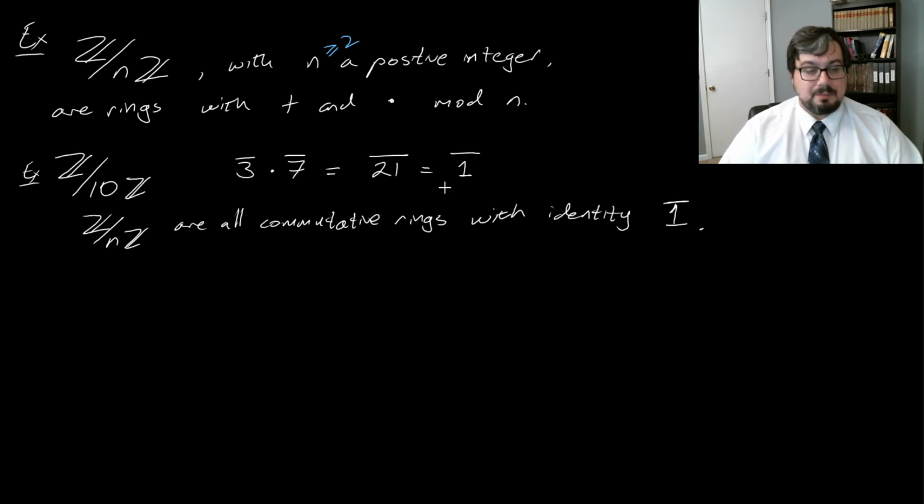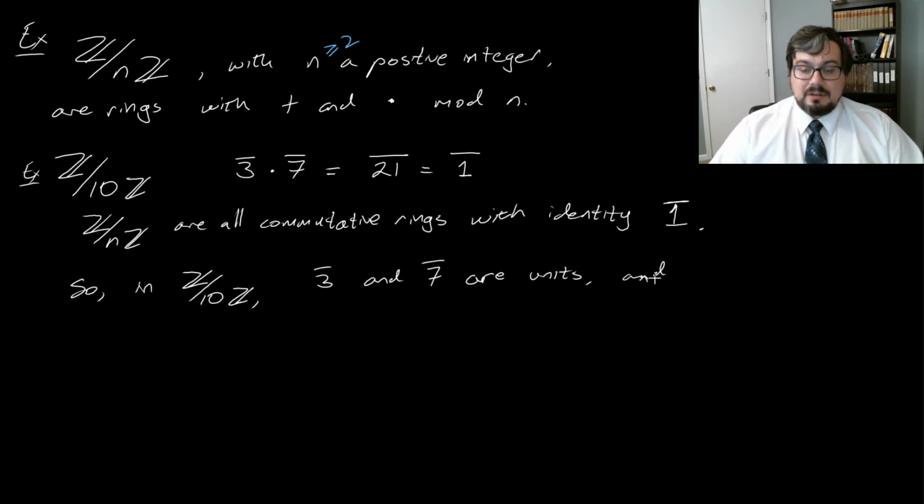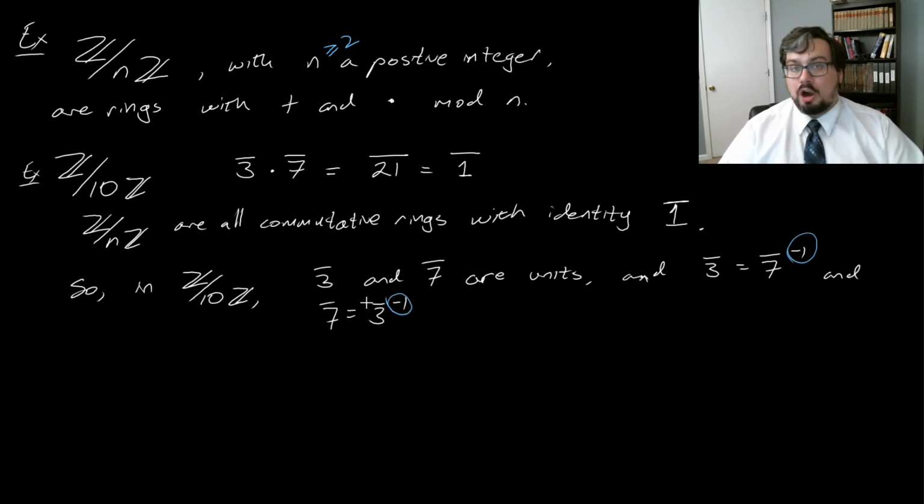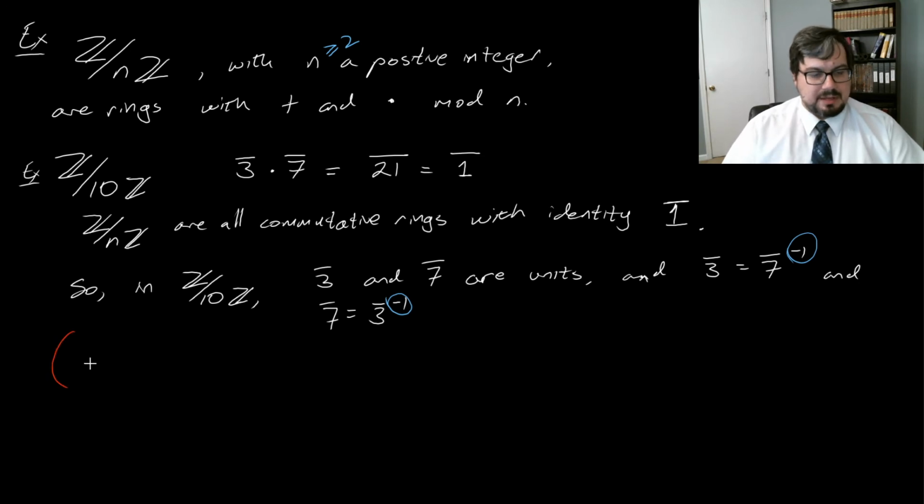And what our computation above showed is that in the ring Z mod 10Z, the elements 3 bar and 7 bar are units. In particular, this shows that 3 bar is the inverse of 7 bar, and 7 bar is the inverse of 3 bar in these rings. Notice in particular that the inverse notation can't move inside the bar notation that we have here. So this doesn't work.